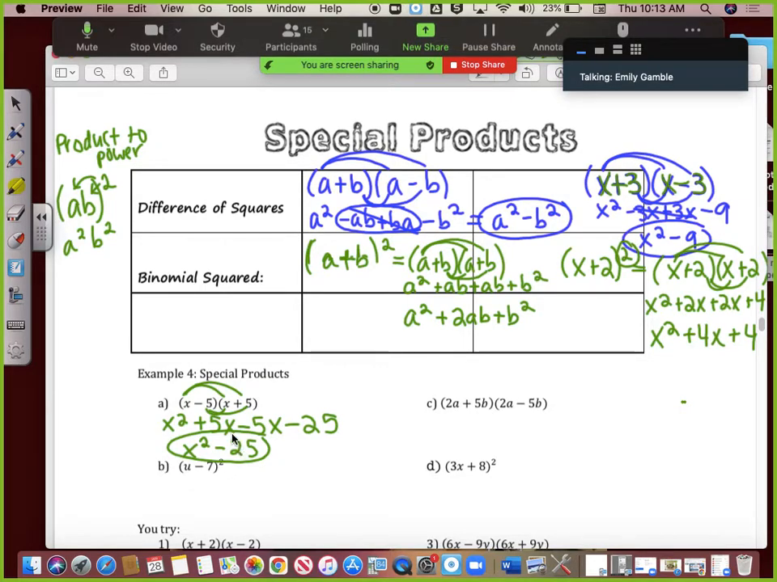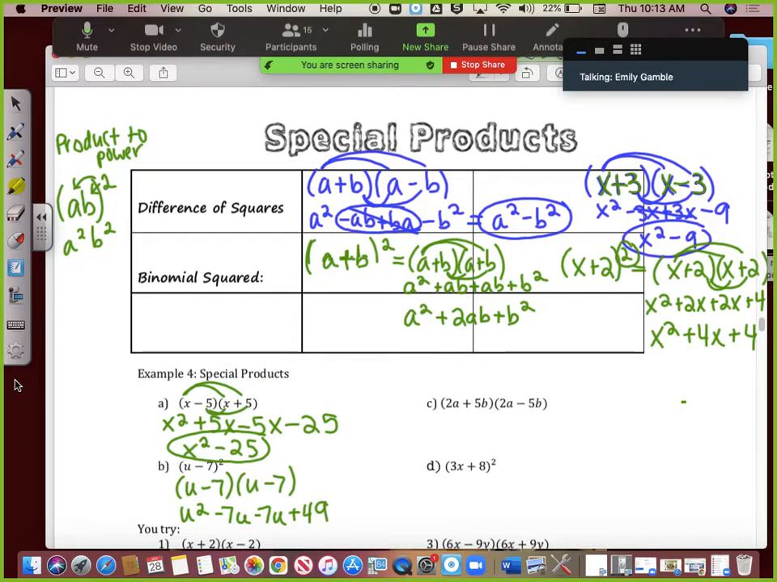So letter A is going to be a difference of squares, but letter B is a binomial squared because this says take u minus 7 and multiply it by itself. So the first thing you have to do in this one is expand u minus 7 times u minus 7. And then you're going to be just FOILing. So you're going to multiply the first, which is u times u, that's u squared. The outer, which is u times negative 7, that's negative 7u. The inner, which is negative 7 times u again, another negative 7u. And then the last, negative 7 times negative 7 is a positive 49.